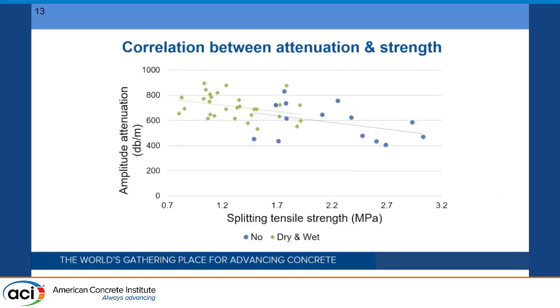There was also a weak decreasing trend seen between amplitude attenuation and the splitting tensile strength, but the correlation was not strong enough to give us a clear relationship.